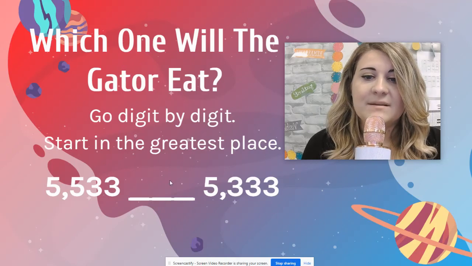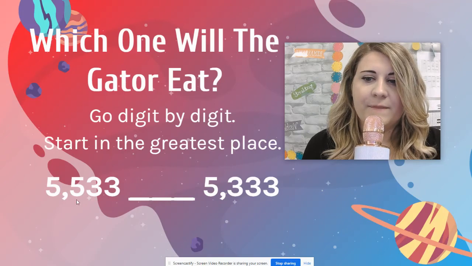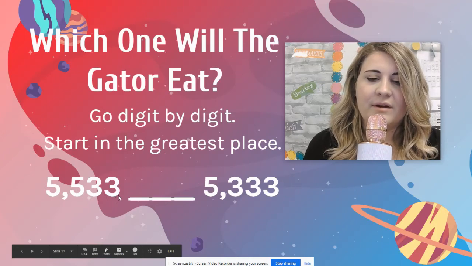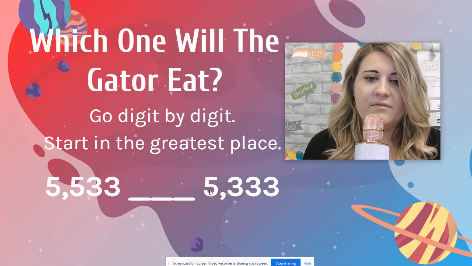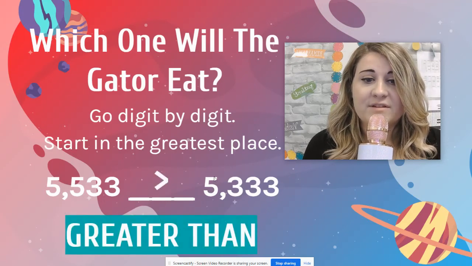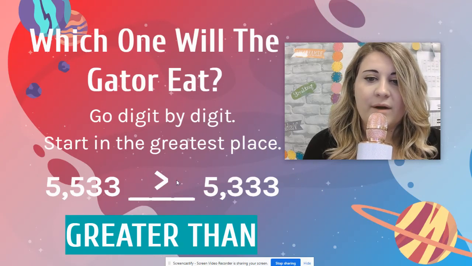So we're going to put that symbol here. I want you to think about what symbol would be eating it this way. What symbol would that be? What is that called? What words would make this sentence true? This number is bigger than this one. So what words need to go here? 5,533 is blank 5,333. It's greater than. That's because the 5 is greater than the 3, right? And the big number's over here. So this is your greater than symbol, okay?